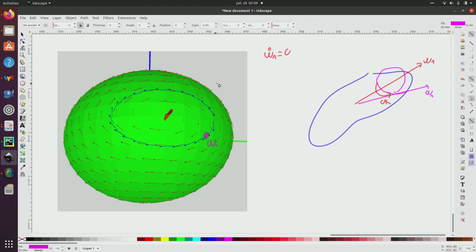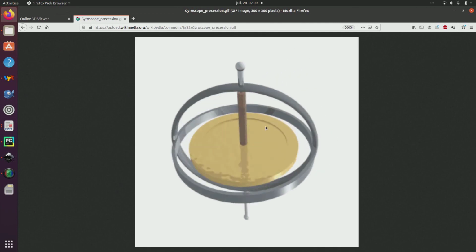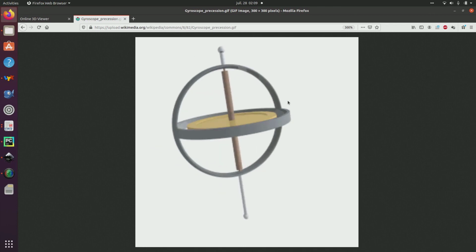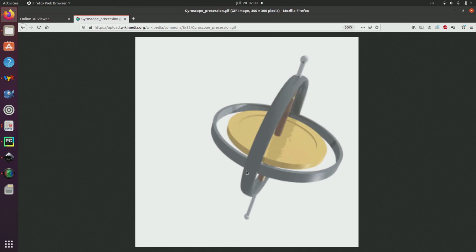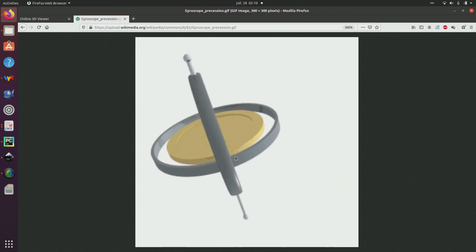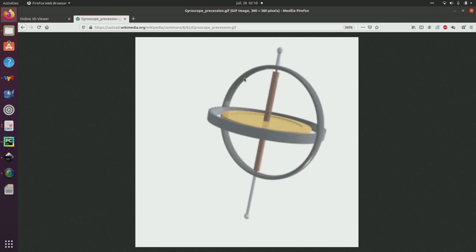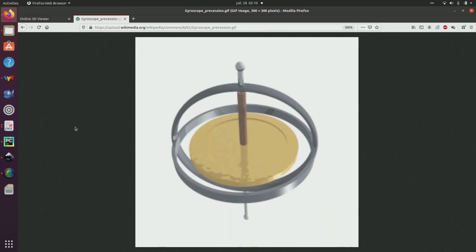We can understand this better if we look at this image of a gyroscope. Here it's a gyroscope with a spinning wheel, and we can see here a precession. The axis of rotation is represented by this sharp here, and I can see that I have a precession. If the axis is static, just at the vertical, it means that I have no precession anymore.